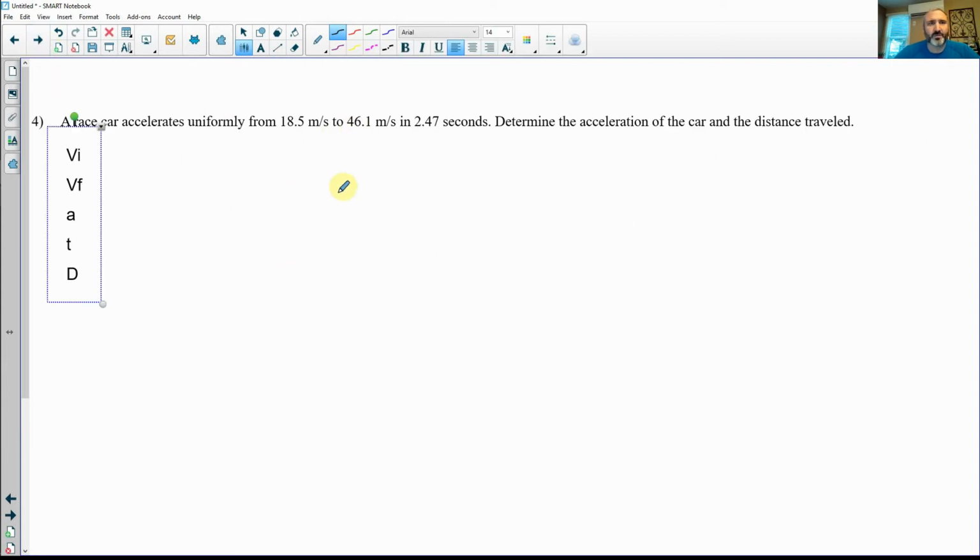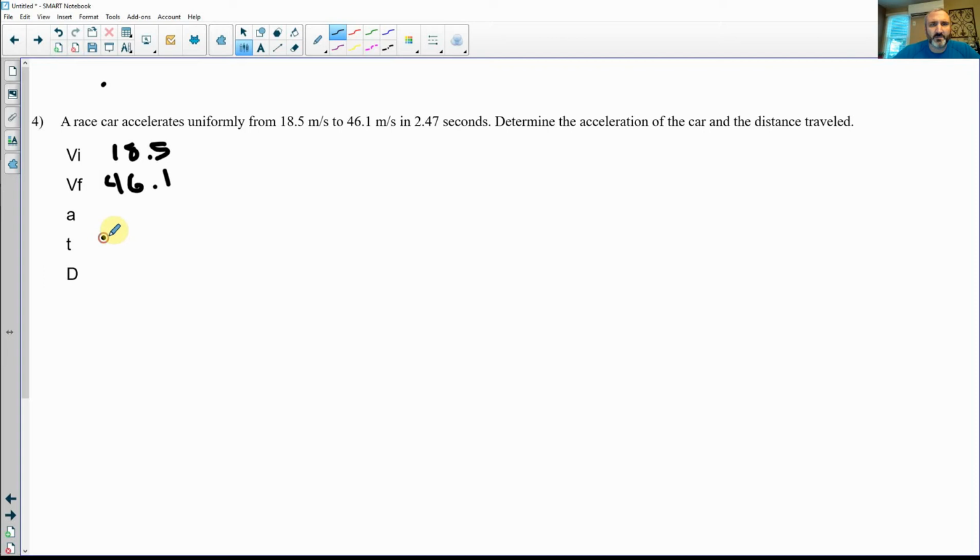Race car accelerates uniformly from 18.5 to 46.1 meters per second in 2.47 seconds. Determine the acceleration and the distance. So VI is 18.5, VF is 46.1, the time is 2.47. So we're looking for the acceleration and the displacement. All right.